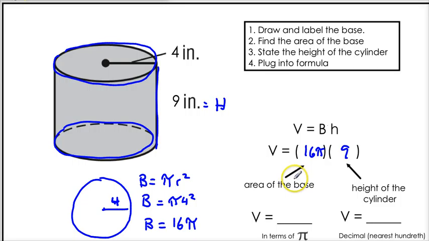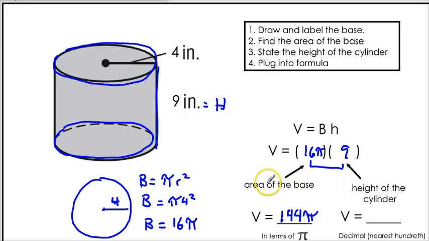So first, to do this in terms of pi, all we're going to do is just multiply 16 times 9, okay? And you get 144, and then we just add a pi to the back of it. That's in terms of pi. Nothing else needed there. To do it as a decimal, we now have to multiply by pi. So let's multiply this by pi.